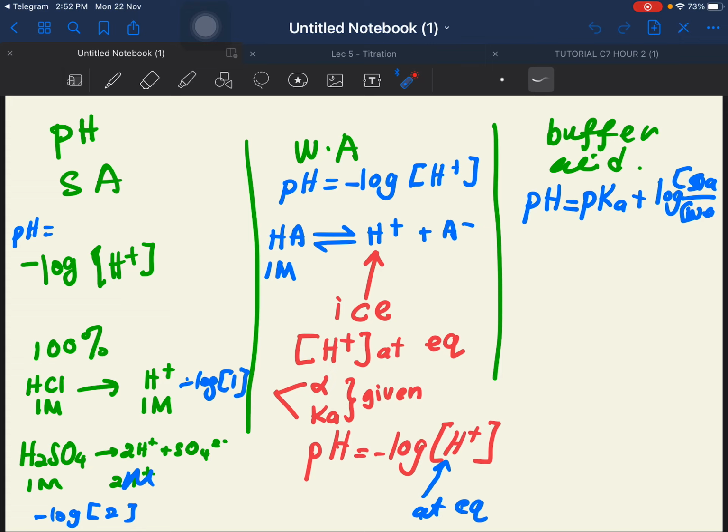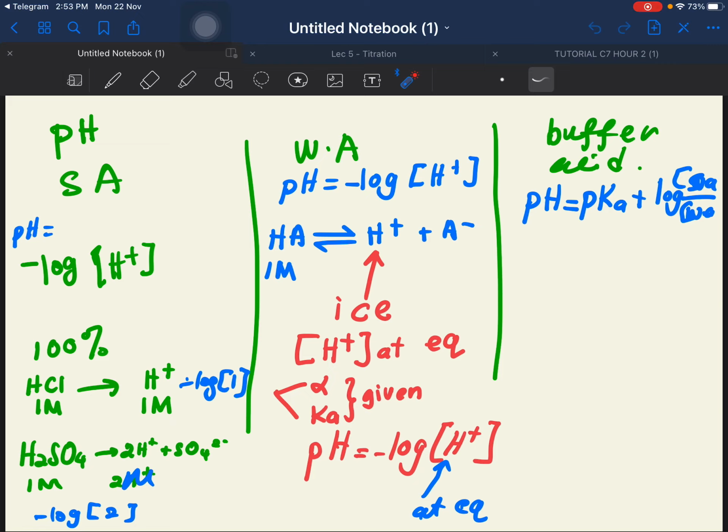Or else, if we have a diprotic acid, H2SO4, which is 1 molar, 1 mole of H2SO4 will produce 2 mole H+. That means, if our acid concentration is 1 molar, it will produce 2 mole H+, which the concentration of H+ will be 2 molar. That means we can directly determine the concentration of the H+ as 2 molar and substitute into our negative log concentration H+, then we can find the pH. So that is the strong acid without any issue.